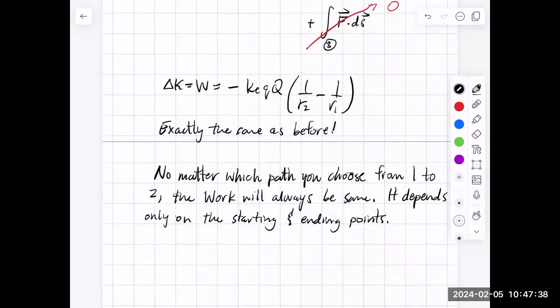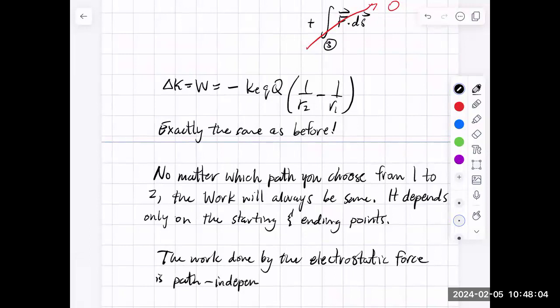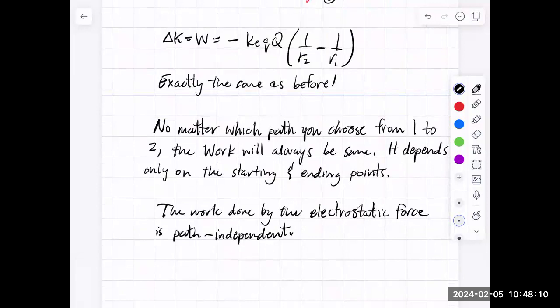Okay, another way of saying the same thing is that the work done by the electric force is independent of path. The work done by the electrostatic force is path independent. Okay, when we have this case, when the work doesn't depend on path, we call that force a conservative force. If you think of friction, right?